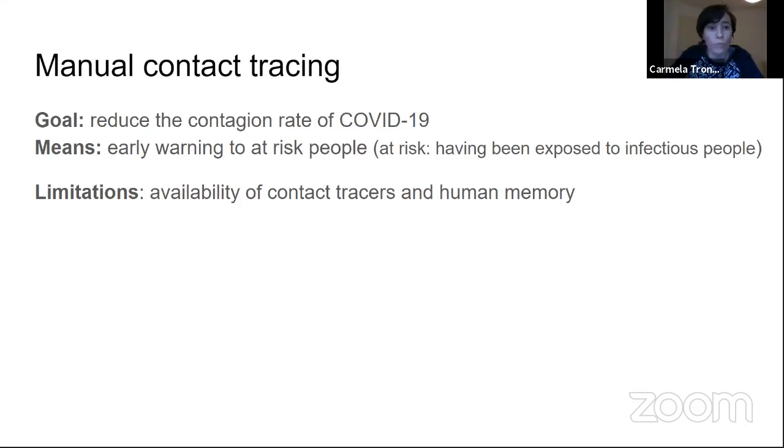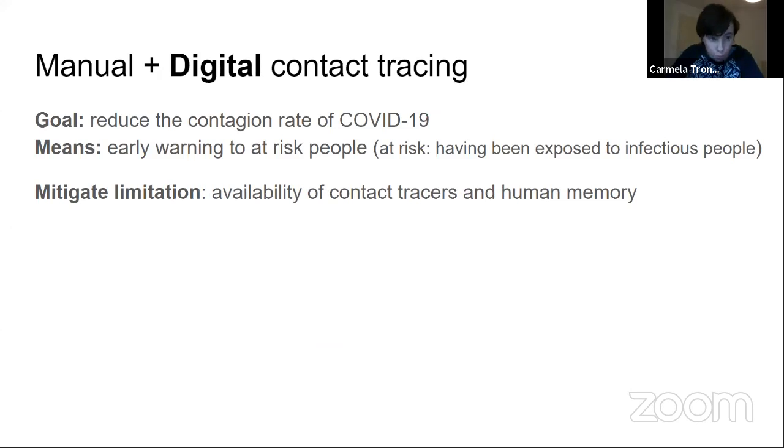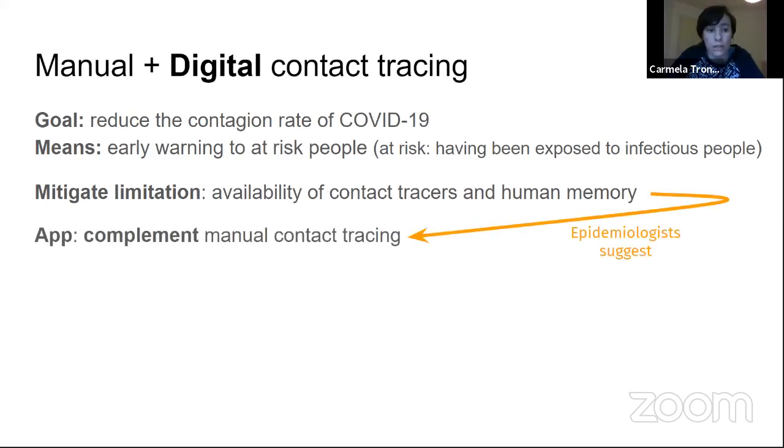So we came here, as Matt said, because manual contact tracing is great. It's one of the hopes for stopping the contagion rate of COVID-19, but it has limitations. So we're thinking about how to mitigate these limitations. And epidemiology suggests that having an app to complement manual contact tracing for the cases that Matt said, what happens when we don't have enough contact tracers given the amount of contagions we have for COVID-19, or when human memory fails because we don't remember everything, or because we're just with people that we don't know.